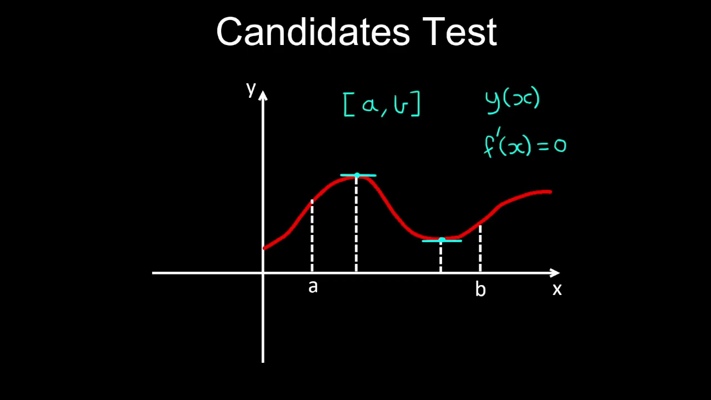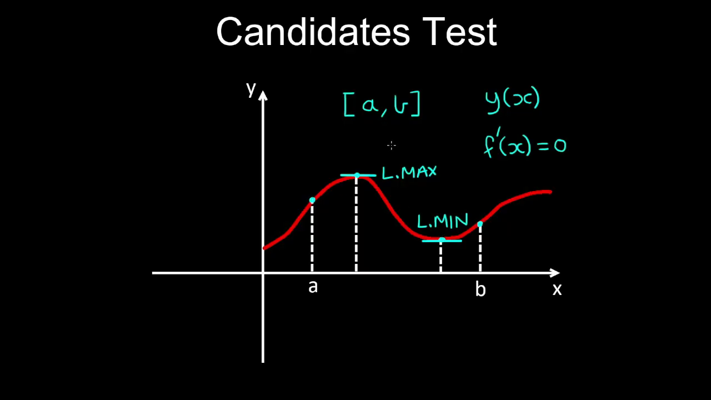And at this point we've established that the critical points are local or relative extrema. So we have a local maximum and a local minimum. And to determine if these are global extrema, we test them against the endpoints.